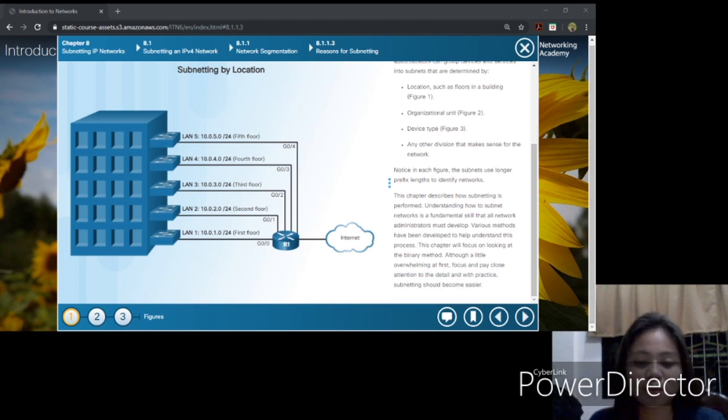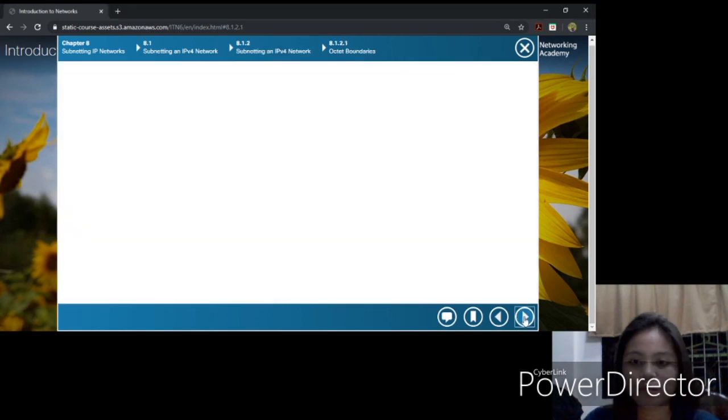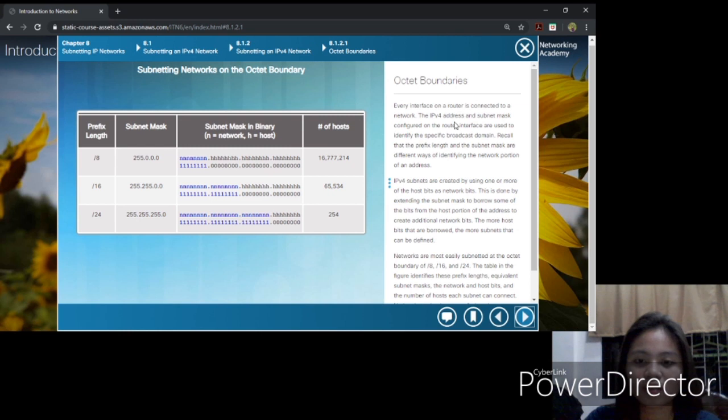In this chapter, it describes how subnetting is performed, and understanding how to subnet. This chapter focuses on looking at the binary and the method. Next are the octet boundaries. The octet boundaries are used to identify the specific broadcast domain. To recall the prefix length and subnet mask.